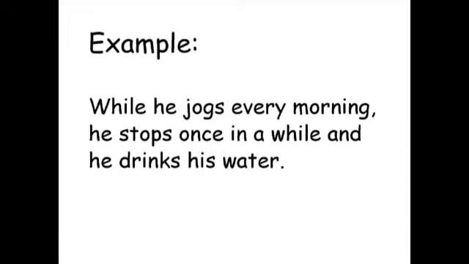Now let's have our example. Earlier, we have one independent clause and one dependent clause. Let us now add one more to complete our sentence. While he jogs every morning, he stops once in a while and he drinks his water. So I added an independent clause, he drinks his water, and connected with the use of a coordinating conjunction, and. Now we have a compound complex sentence.